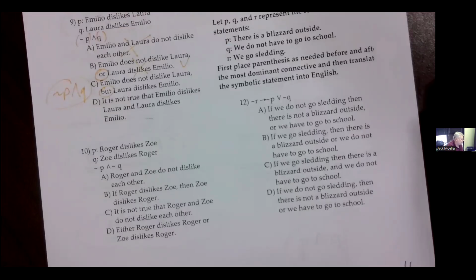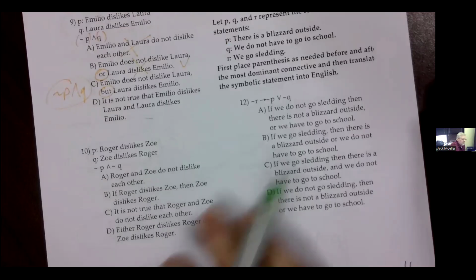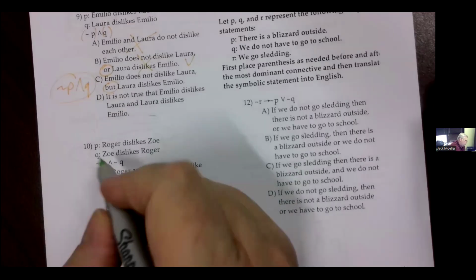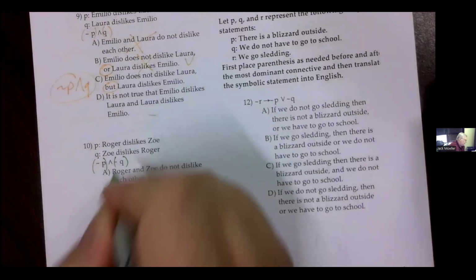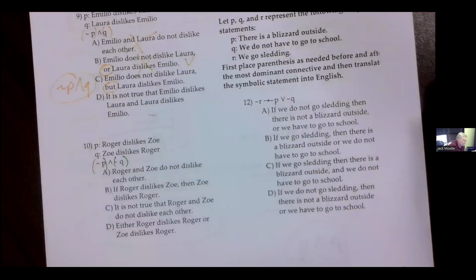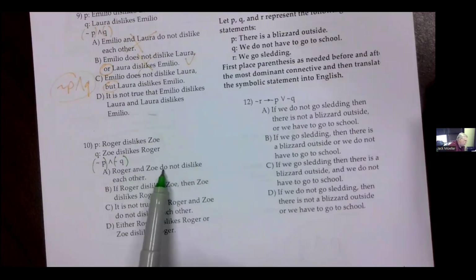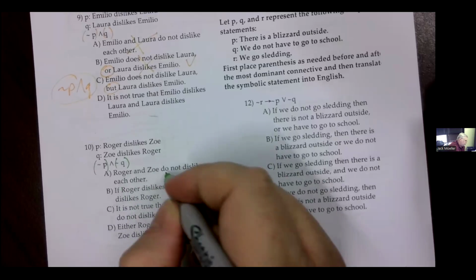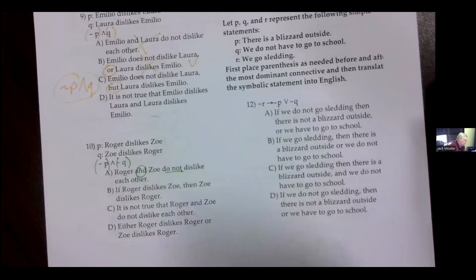All right. A lot of dislike in these examples. Could be more positive. All right. So now we're doing not P and not Q. So what's the higher priority? It's the "and." So that means we're anding not P and not Q. So both of them are getting in. So Roger and Zoe do not dislike each other. So both of those are getting in "do not." So there we go.